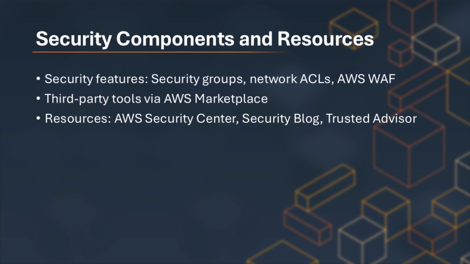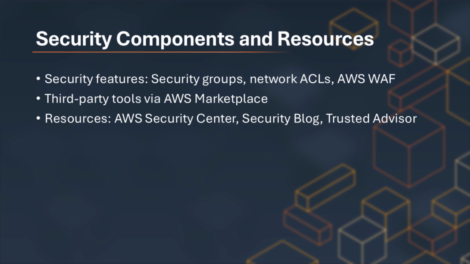Security groups control traffic to EC2 instances, like allowing only HTTP port 80. Network ACLs add subnet-level security in a virtual private cloud, or VPC. AWS WAF protects web apps from attacks like SQL injection. For example, a blog platform can use WAF to block malicious requests. AWS Marketplace offers third-party tools, like firewalls or antivirus software.